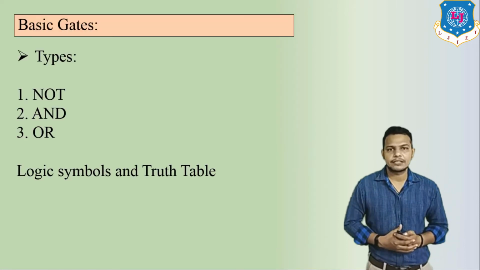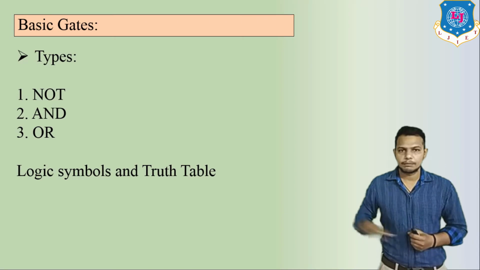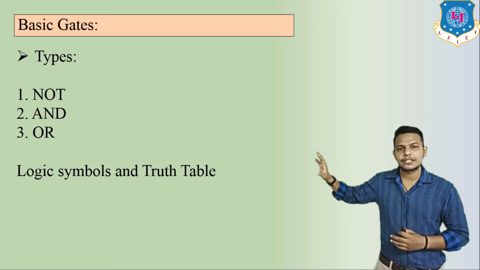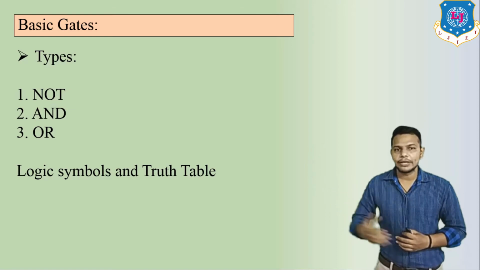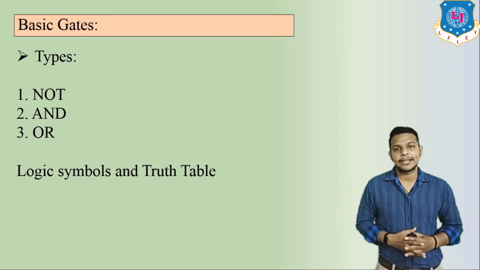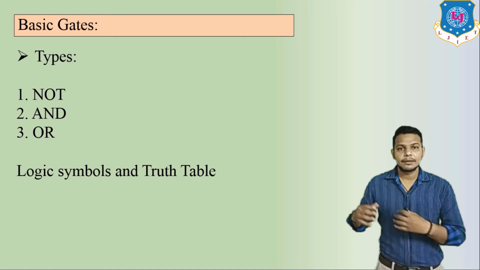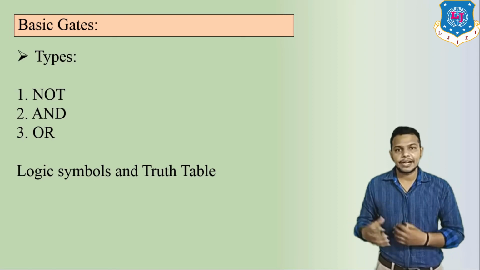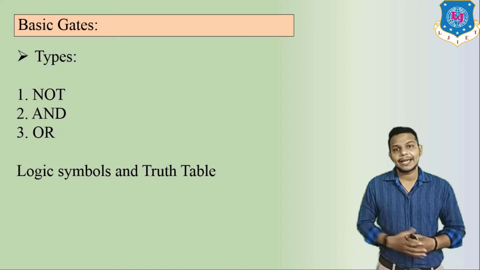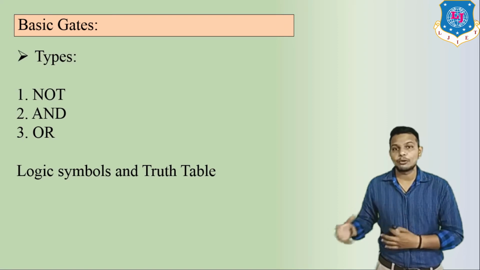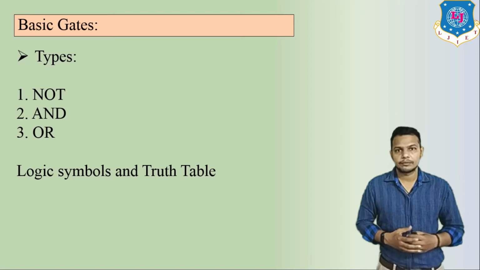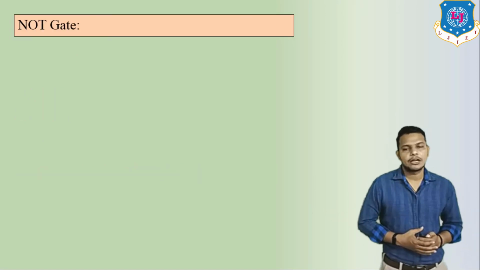The basic gates are divided into three parts: NOT, AND, OR. We are going to discuss their Boolean expressions and truth tables. First we have to understand what a Boolean expression is. A Boolean expression is the mathematical equation which derives the relationship between input and output. Through this Boolean expression we can derive the truth table. First one is the NOT gate.